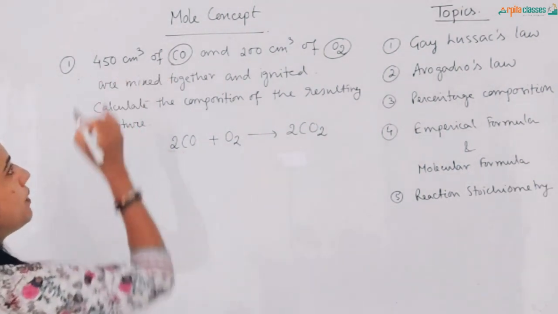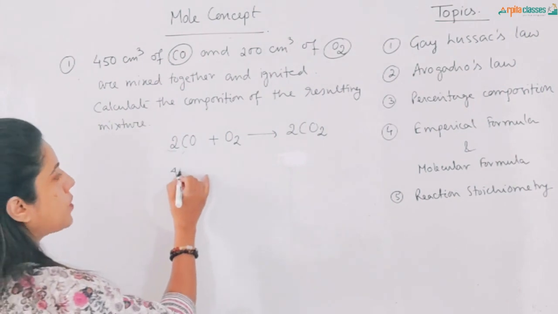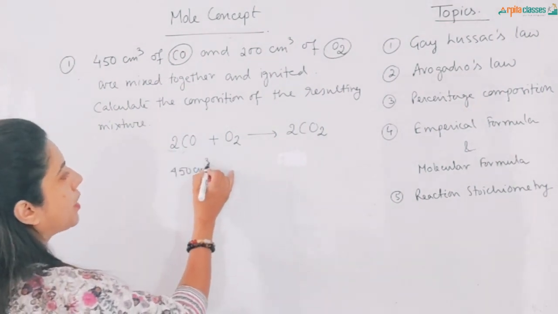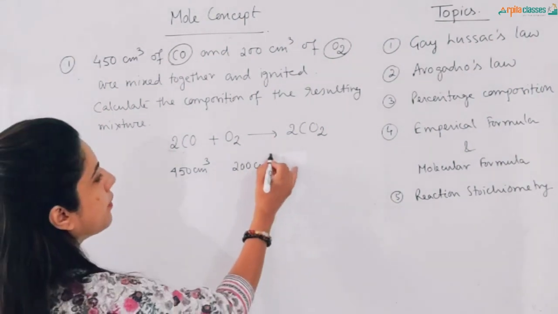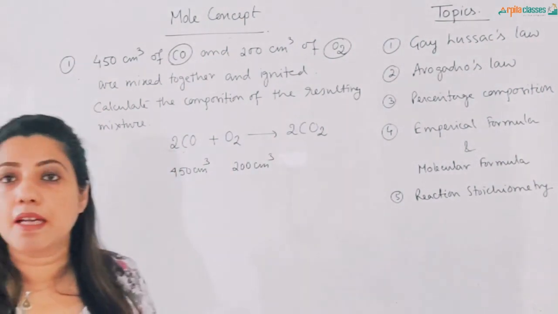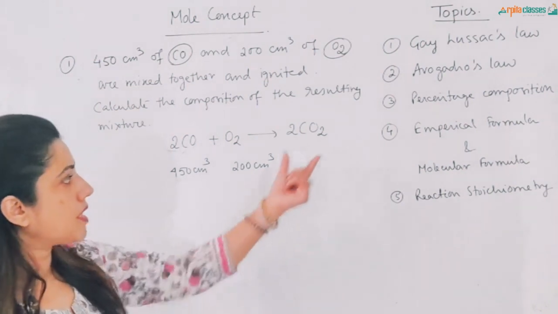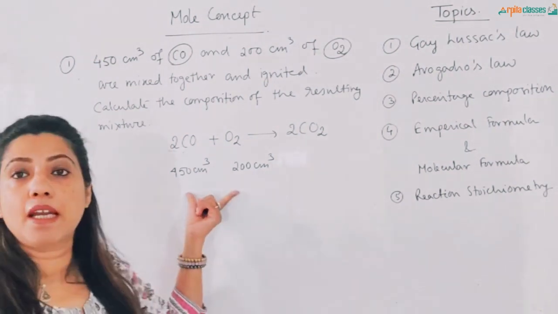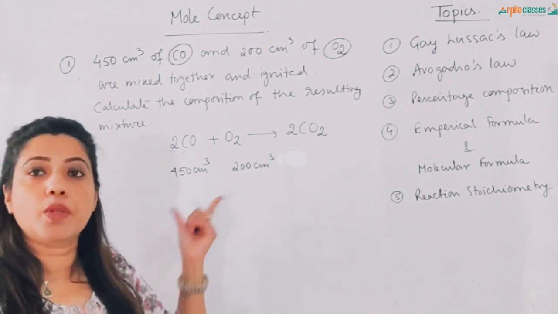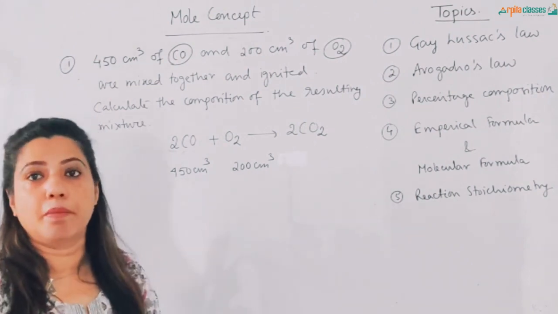Now they are saying 450 centimeter cube of carbon monoxide. So this is given, 450 centimeter cube, and 200 centimeter cube of oxygen. This is given, and we need to find out the resulting mixture. So the resulting mixture means how much product is formed, that we need to find out, and also if there is any unconsumed reactant. So that also will be there in the resultant mixture, right?